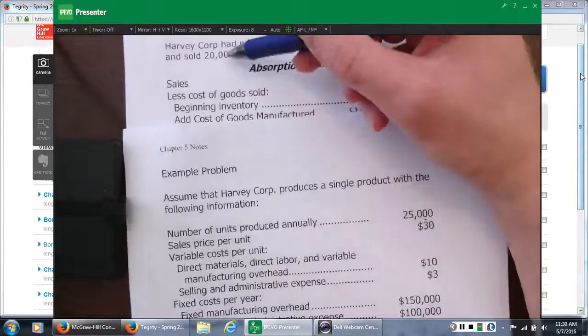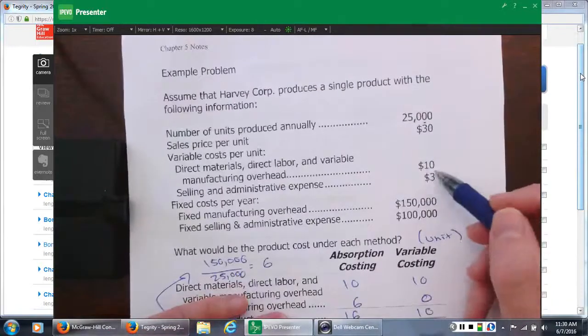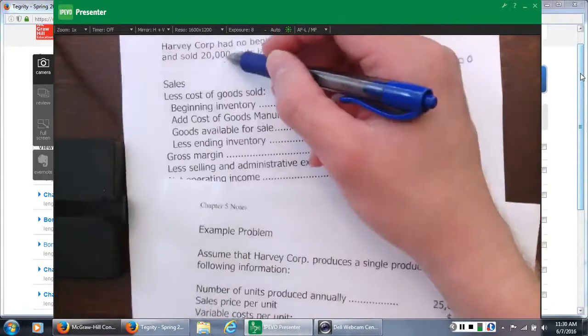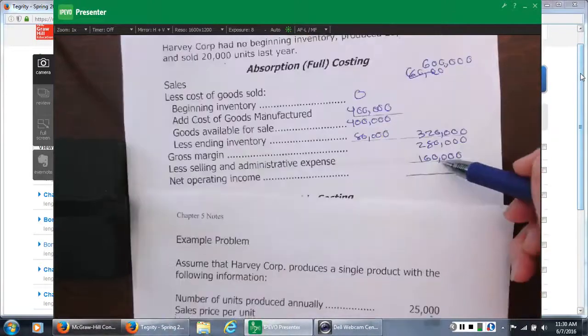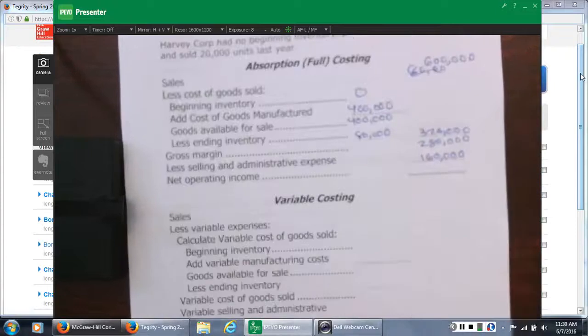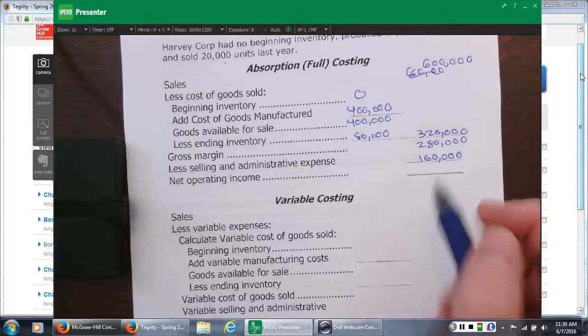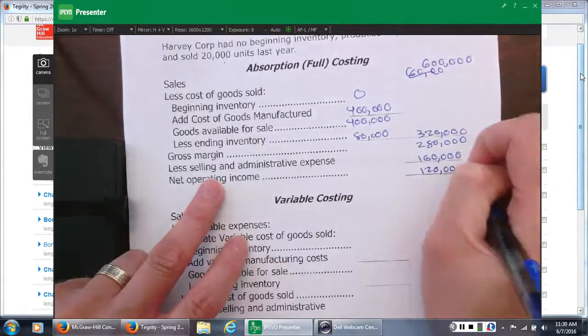And it says right here, I sold 20,000 units. Each one is $3 per unit sold. So 3 times the 20 gives me 60,000. I add that to my 100,000, and that's how I got 160. Okay. I take my gross margin, also known as my gross profit, subtract out my selling and admin expenses of 160, and I get 120 right there.